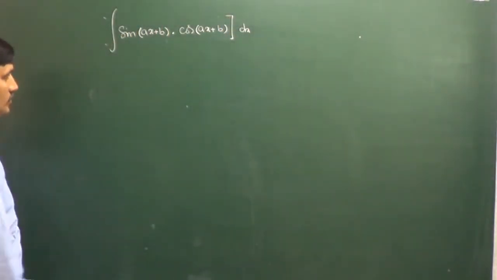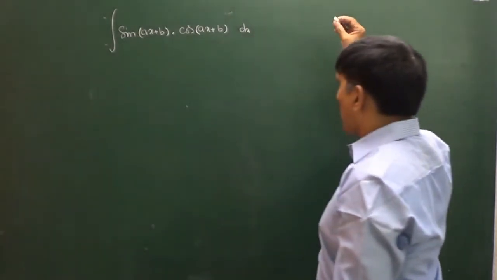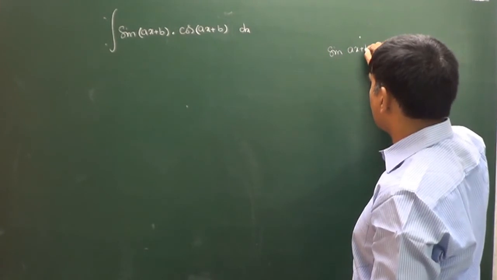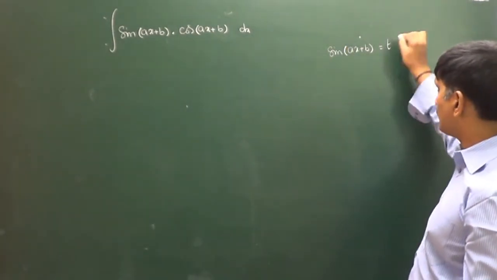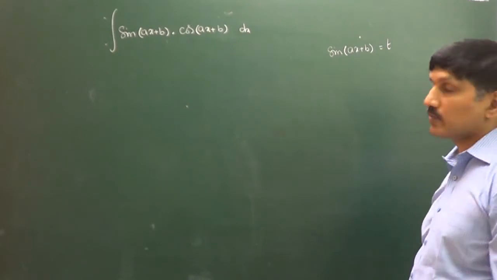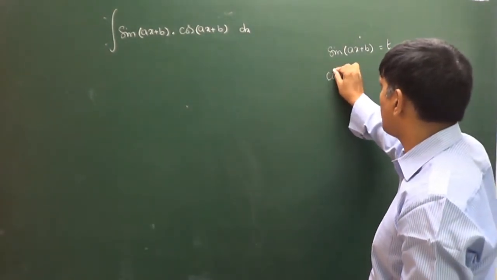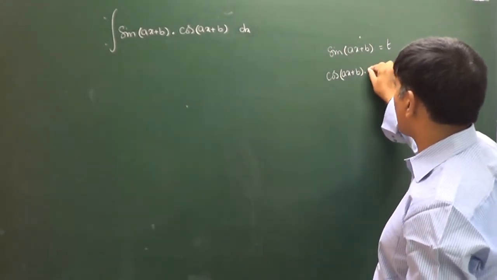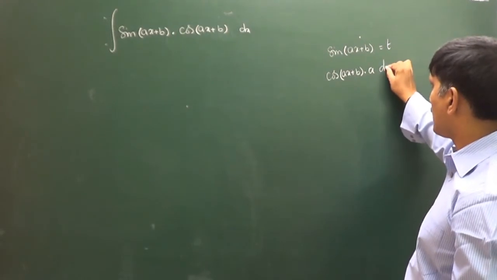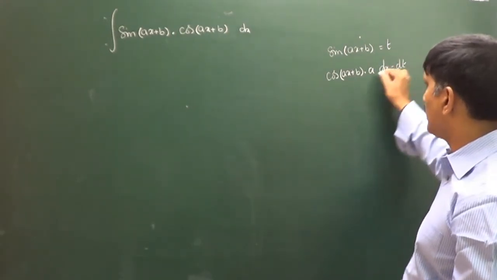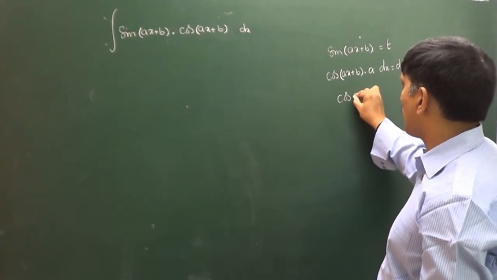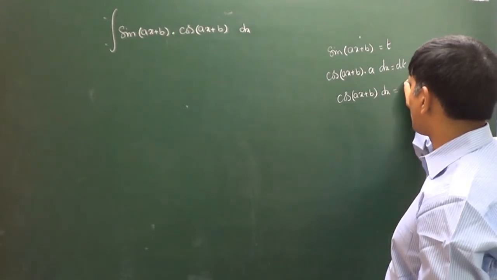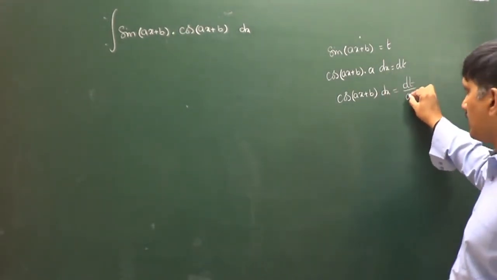That is the question. Now what I am doing, observe here. I am taking sine of ax plus b is equal to t. Its differentiation: cos of ax plus b into inner function differentiation a dx is equal to dt. Therefore, we are getting cos of ax plus b into dx is equal to dt divided by a.